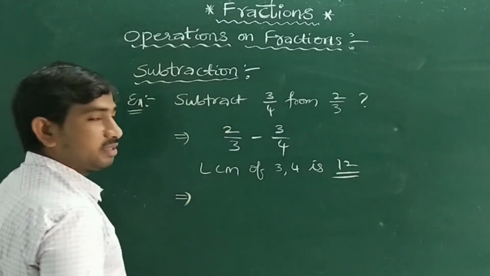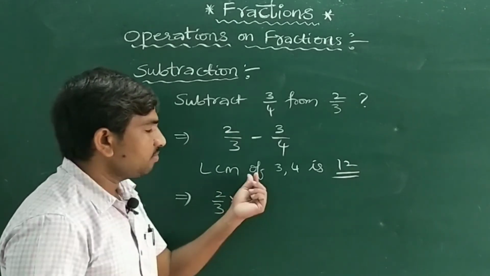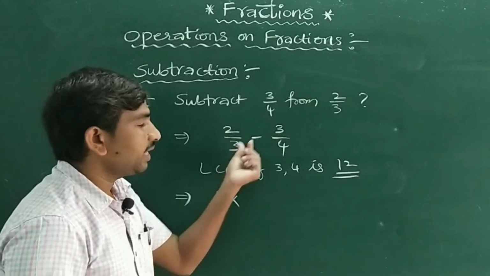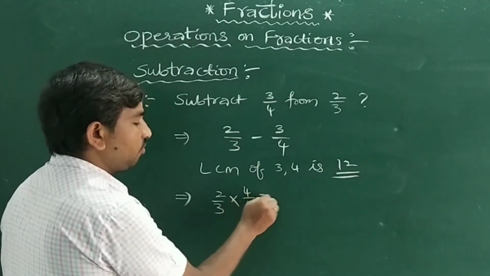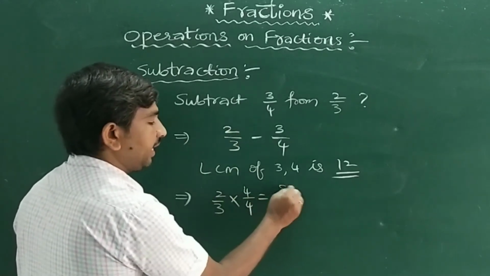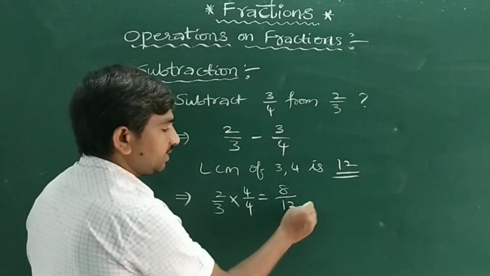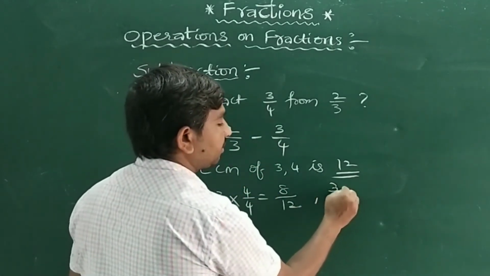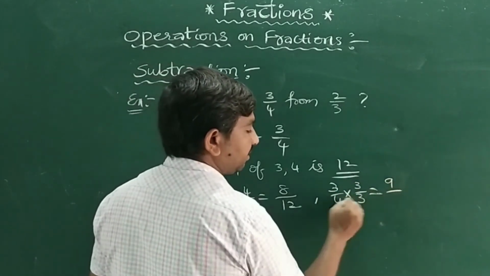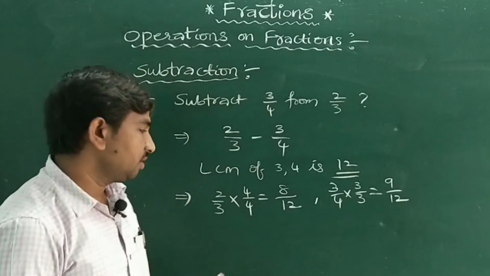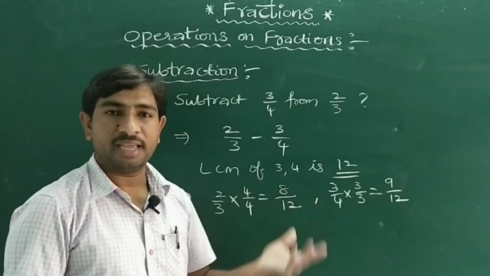So now, this is very easy. To make 2 by 3 and 3 by 4 like fractions, we need to multiply 2 by 3 with 4 by 4. Why? Because 2 4s are 8 by 12. So we have to convert the given two numbers into like fractions. Now the 3 by 4 you can multiply and divide with 3 by 3. 3 3s are 9 by 4 3s are 12. So if you observe, the denominators 12 are the same, then these two are called like fractions.